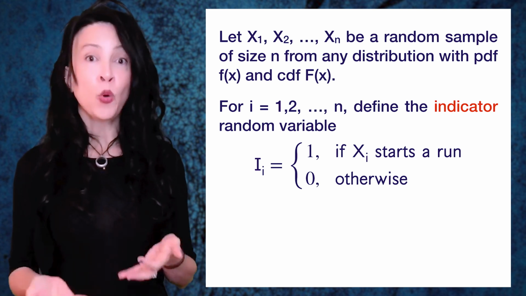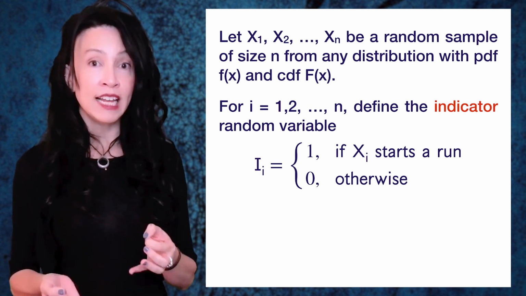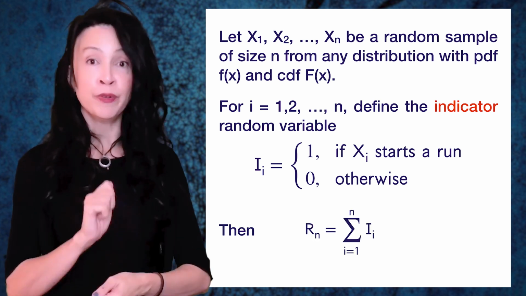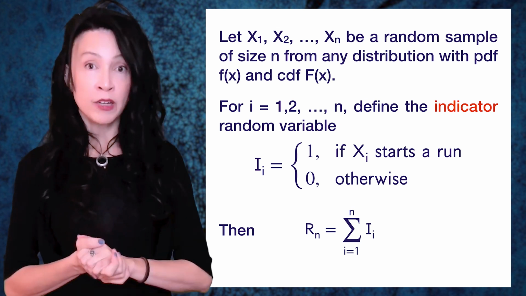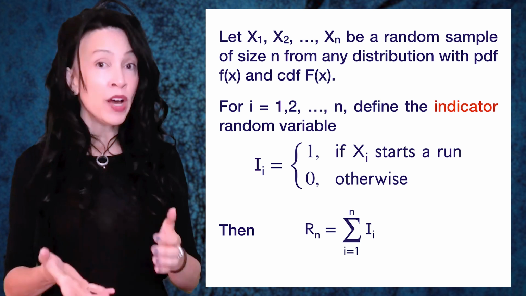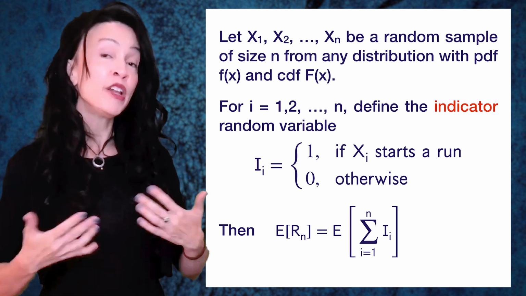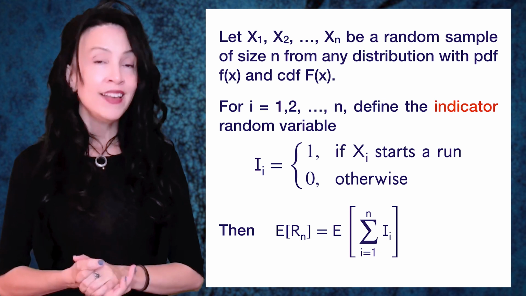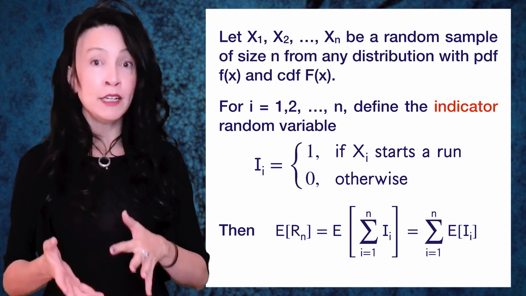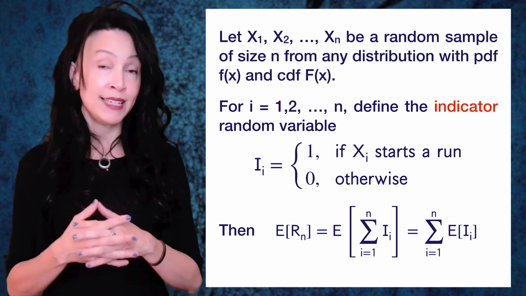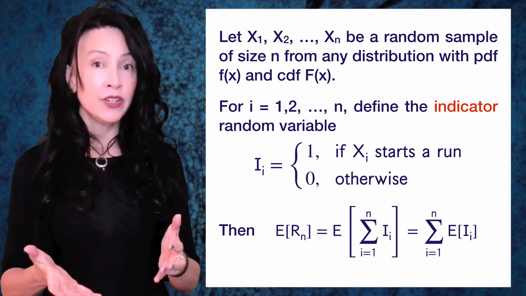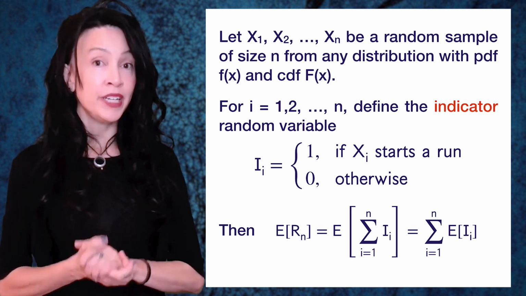Now, if I want to count the total number of runs, if I want Rn, I can just add up these indicators. Do you start a run? Do you not start a run? Do you start a run? Do you not start a run? So I can write Rn as the sum as i goes from 1 to n of I sub i. We want to find the expected value of Rn, which means we want to find the expected value of this sum. Expectation is a nice linear operator, so I can pull the sum out. I don't need independence to do that, and it's a good thing because these indicators, as we'll see, are not independent. The indicators are also not identically distributed, as we will see.